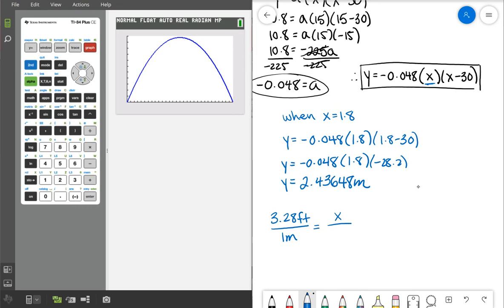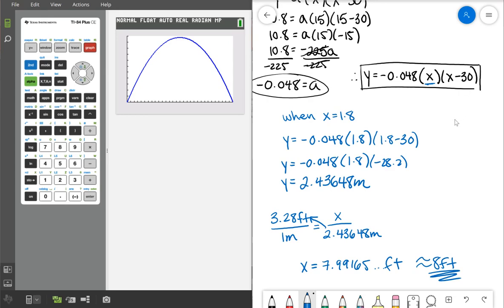We want to know how many feet is 2.43648 meters. And we're going to cross multiply and divide. So we'll multiply the two numbers diagonally across from each other. What we get here is 7.99165, and that's now going to be in feet. So it's about 8 feet. Most people are not 8 feet tall. So again, that's probably going to be a safe height.